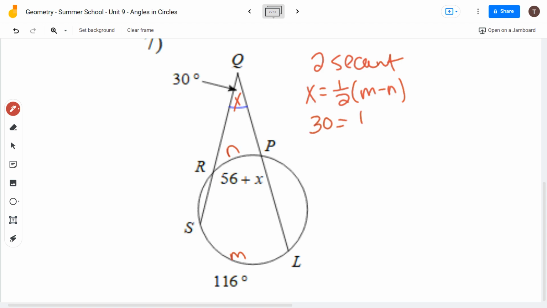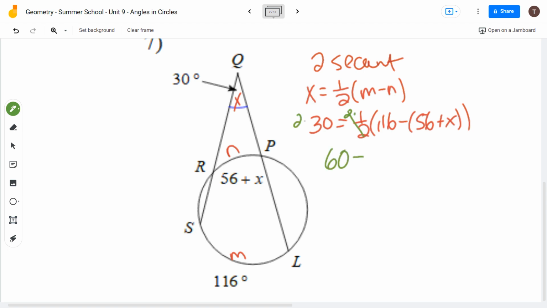So my x was 30. My m was 116. And I want to make sure I put this in parentheses. Like that. So I'm going to multiply, I want to get rid of that half. Anytime I have an x inside the parentheses, I want to get rid of it. So I'm going to multiply both sides by 2. That cancels out the half.